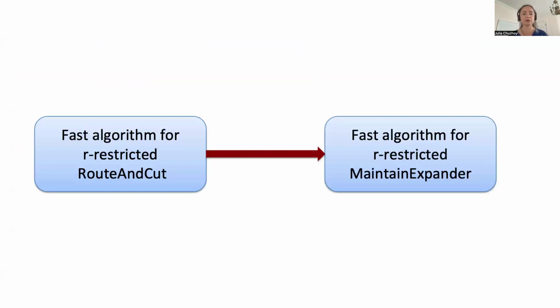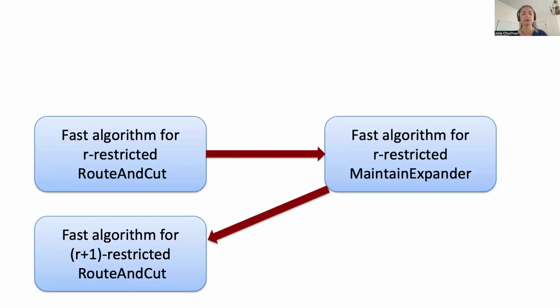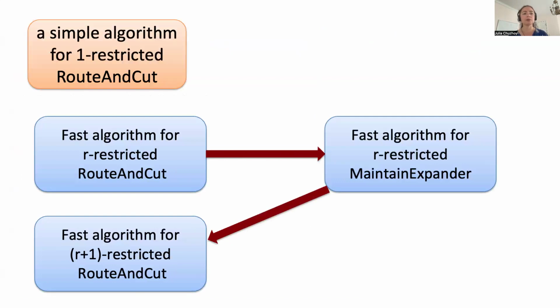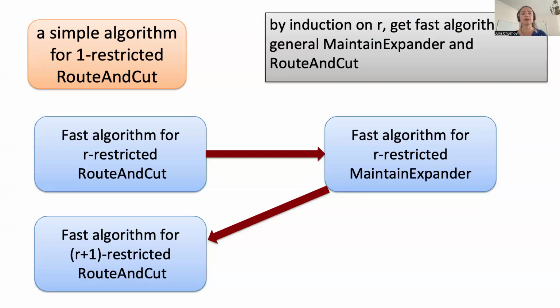And in the other direction, we go from our restricted maintain expander to R+1 restricted route and cut. When R is equal to 1, then it's very easy to get a fast algorithm for one restricted route and cut. And then we just use induction on R to get fast algorithms for both of these problems for the whole range of the parameters.